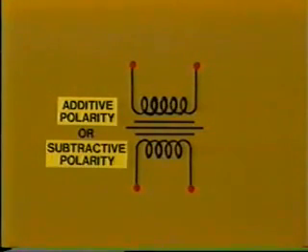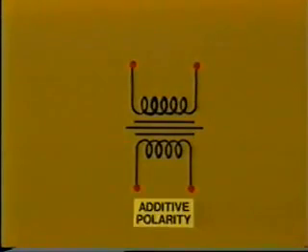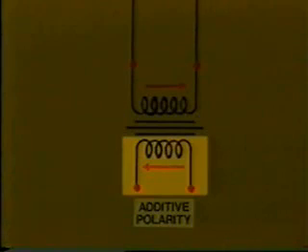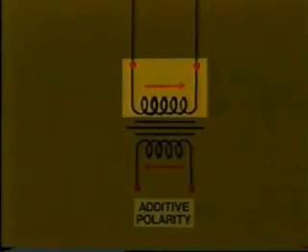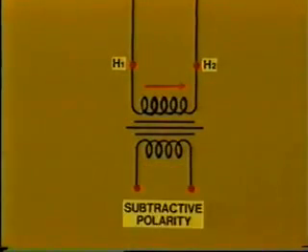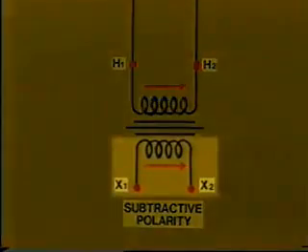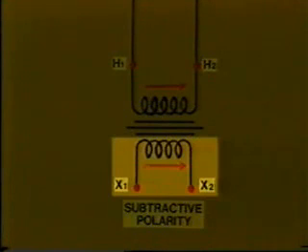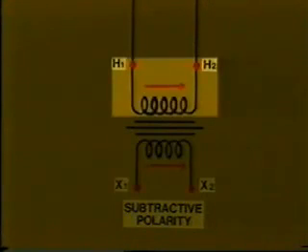What do we mean by this? Well, with additive polarity, the windings are arranged like this. The induced voltage in the secondary is in the opposite direction to the applied primary voltage. As before, the high voltage terminals are typically marked H1 and H2, while the low voltage terminals have X1 and X2 markings. Conversely, subtractive polarity means that the windings are arranged so that the induced secondary voltage is in the same direction as the applied primary voltage.